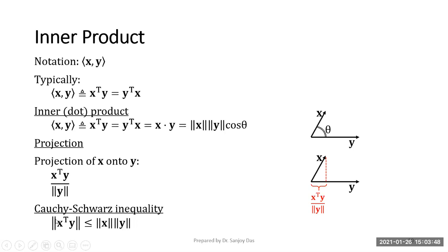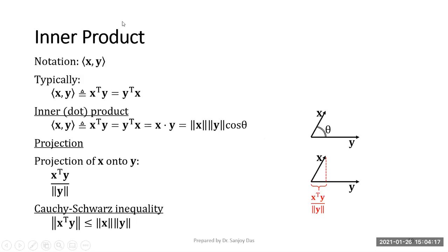Cauchy-Schwarz inequality: actually this is valid for any LP norm, the absolute value of x transpose y is less than or equal to the norm of x times the norm of y. Why so? Because x transpose y is the norm of x, norm of y times cosine theta. So here you'll have cosine theta as a factor, correct? That's why this holds. Now, vector norms we covered.